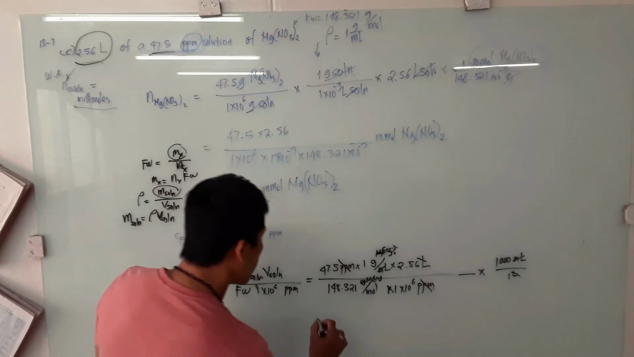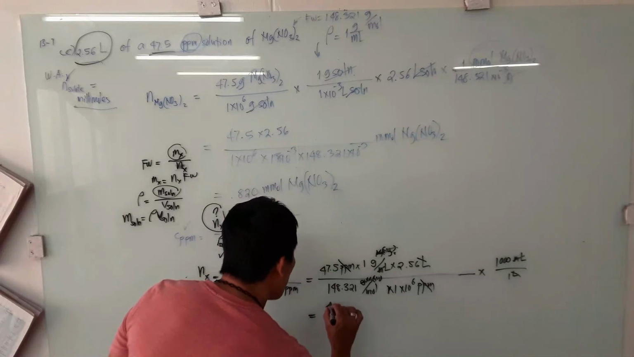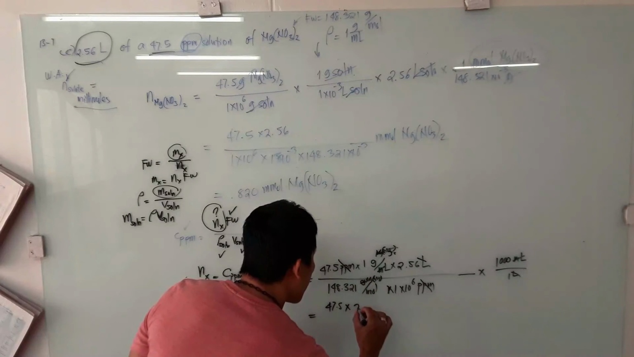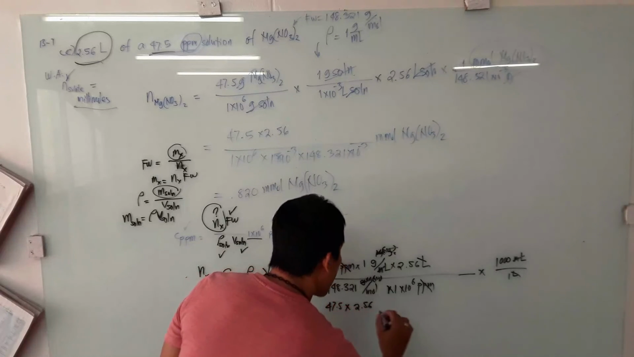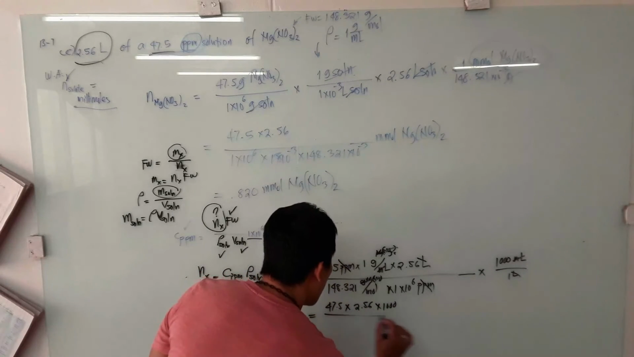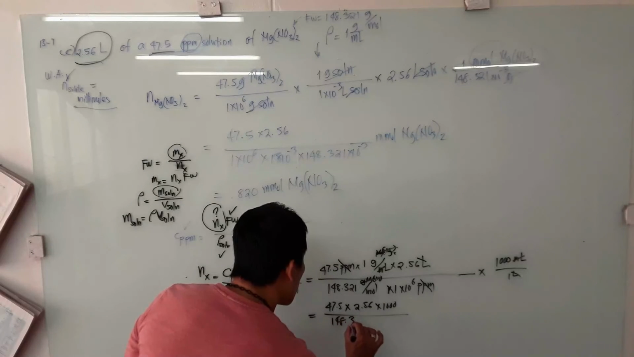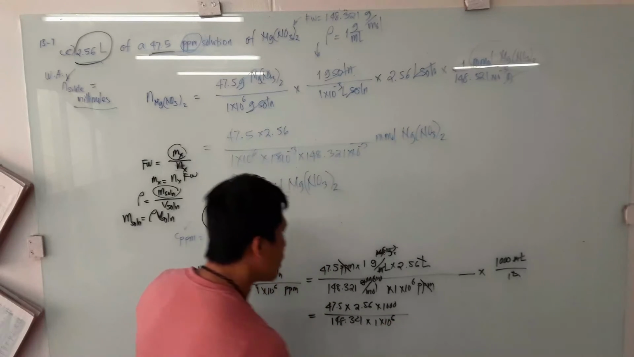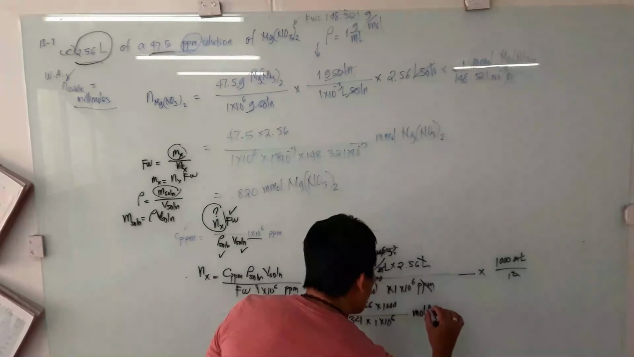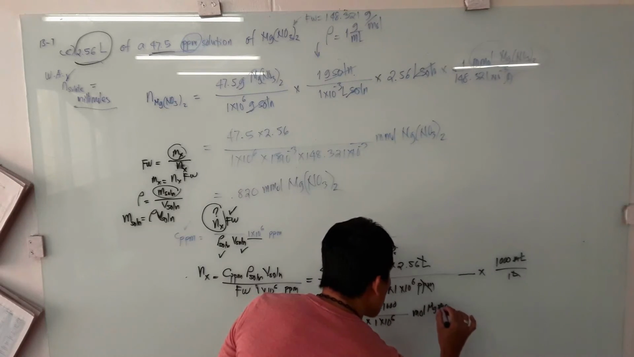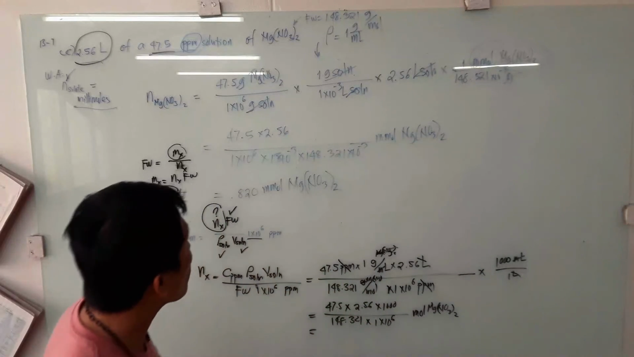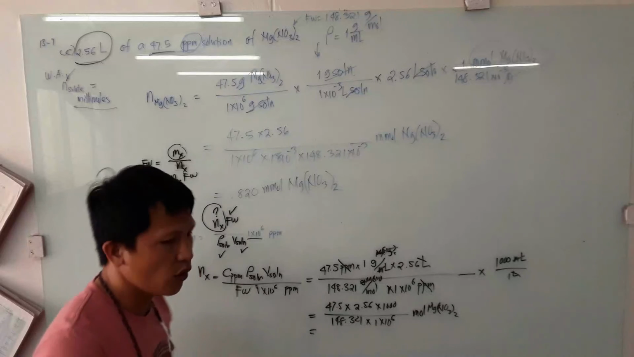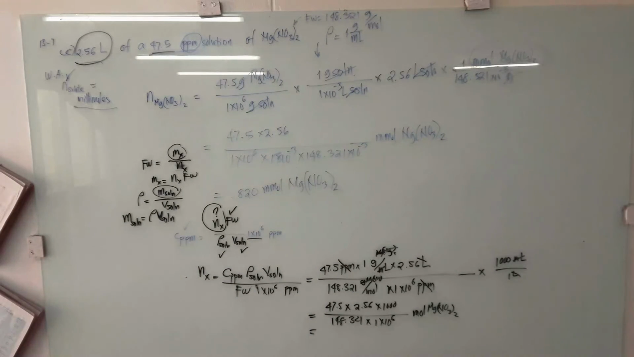If you gather that, you would have numbers at the top: 47.5, times 2.56, and since this one is at the top, you write it down as 1,000. And then at the bottom, you have 148.321 times 1 times 10 to the 6. So the unit now would be moles of Mg(NO3)2. Anyway, you can get your calculator.